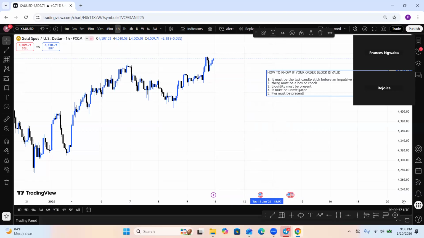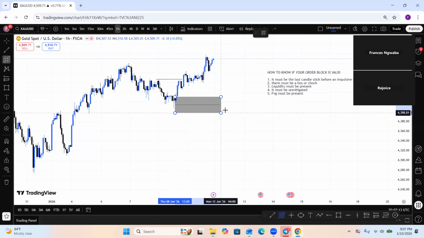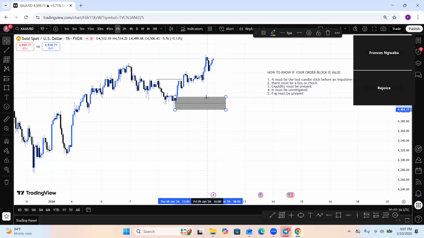So these are what we are looking for. For an order block to be valid, it has to be the last candlestick. Here, if I map out this as a break of structure, for the order block to be valid, it has to be the last candlestick. Then there must be a break of structure or a change of character that produces the order block. Then there must be liquidity that price will sweep, liquidity that price has to clear.